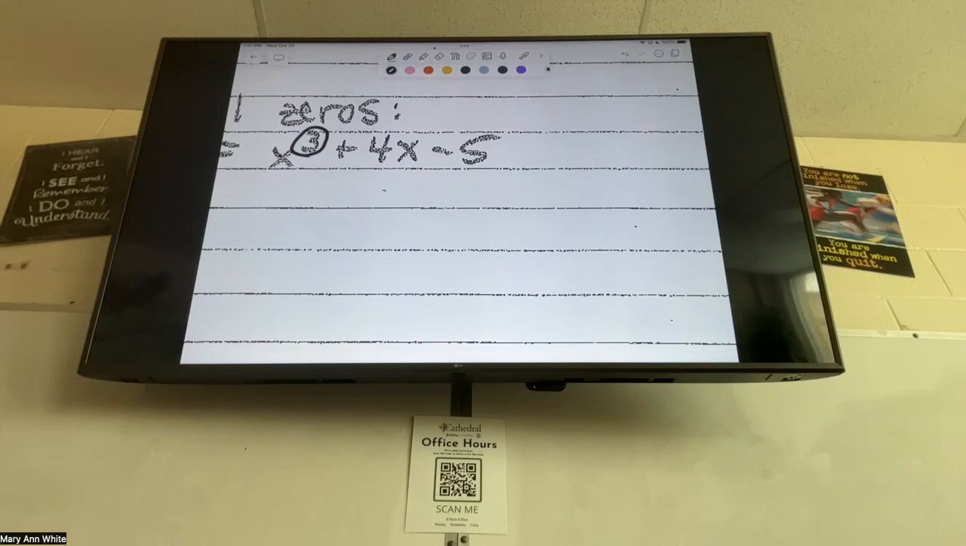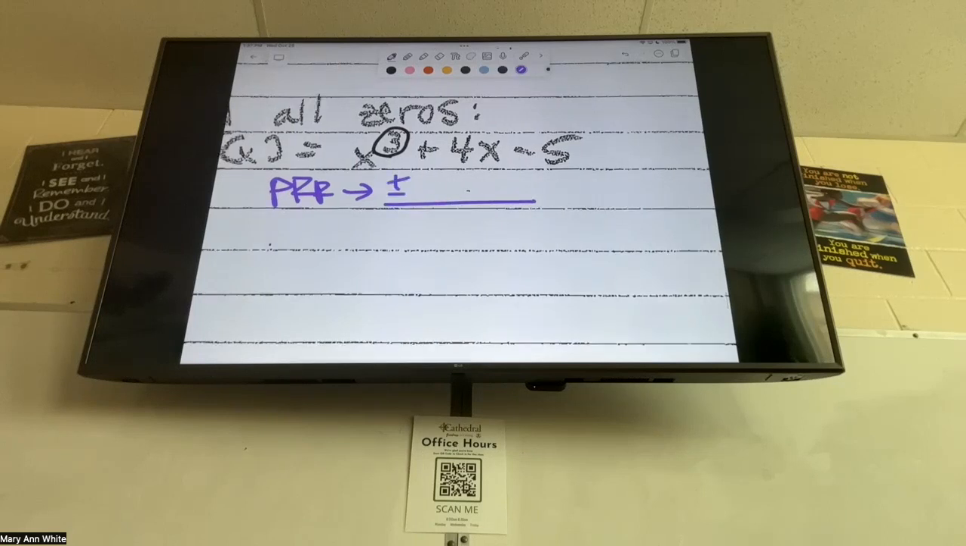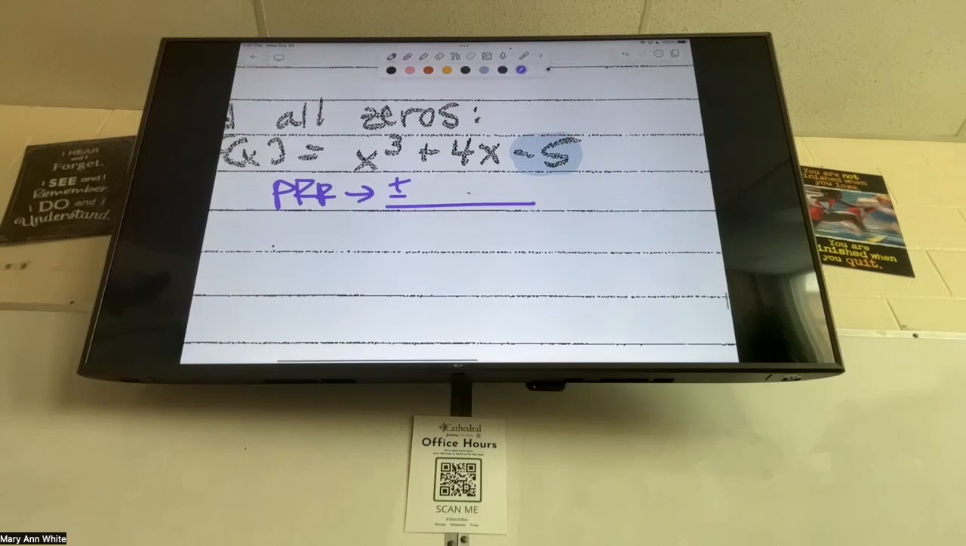So instead, I got to go to my PRRs. So let's list our PRRs. Do you remember what numbers I look at to list my PRRs? Good, the constant and the coefficient. So the constant is my last number, so I'm looking at -5. What are factors of -5? 1 and 5. And then what's my leading coefficient? 1. What are factors of 1? 1. Good. It's a P over Q, so constant over leading coefficient.